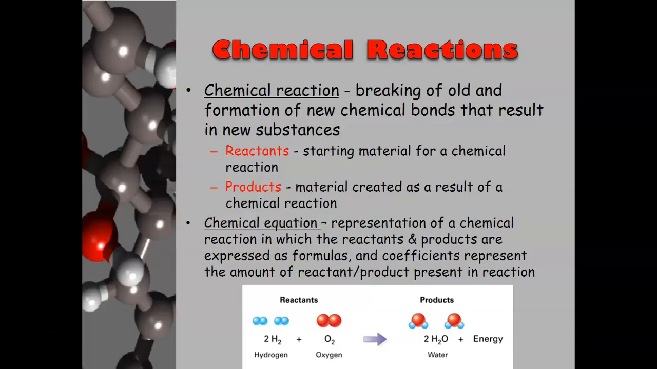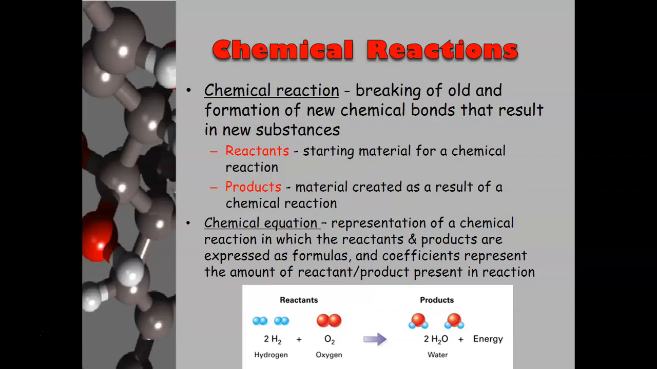When we talk about a chemical reaction, this occurs whenever we have a compound or a set of atoms that are breaking apart and we're forming new products on the other side. So we're rearranging their chemical bonds and making something different out of them.